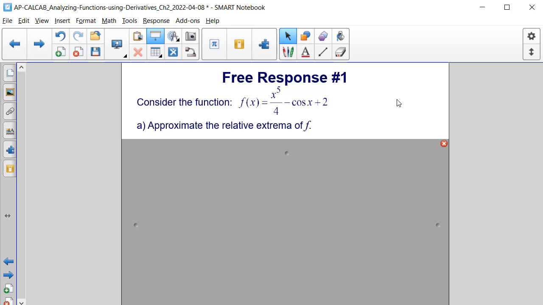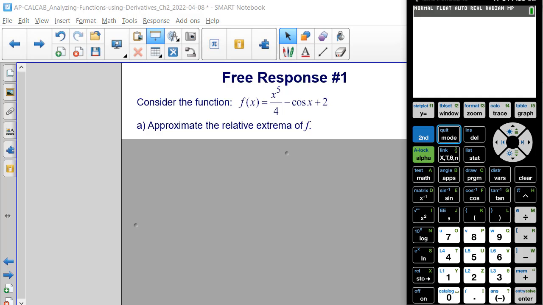Let's start with part A, approximate the relative extrema of f. Well, since we're allowed to use a calculator for this problem, let's actually graph our function and use some of the calculation functions that it has. So go to y equals, and then type in your function, x to the fifth divided by 4 minus the cosine of x plus 2.